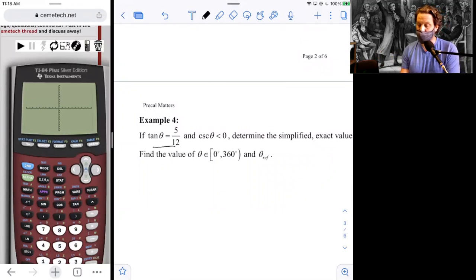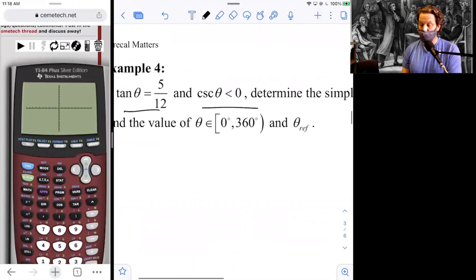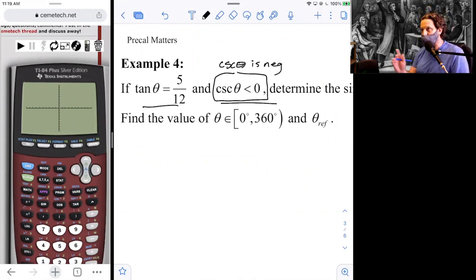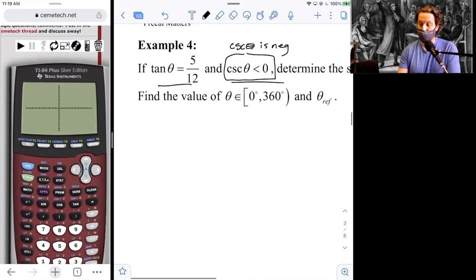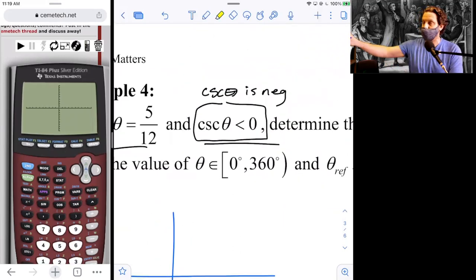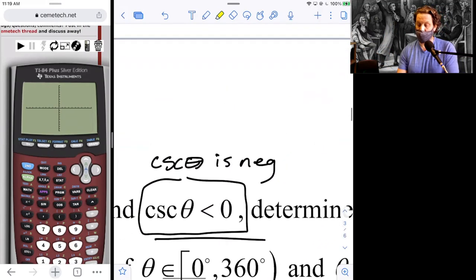Notice in this one, we're going to do the same thing. We're given two clues. Now we're given that the tangent is 5/12, but now we're told that the cosecant is negative. Cosecant of theta is negative. That's a more esoteric, not direct clue. Now, here's what we want to do. In this case, we're going to go ahead and draw an x and y axis, and we're going to look at the first clue. Cosecant is negative. It's listed as the second clue, sorry. But last time it was the first one we looked at. So the order doesn't matter.